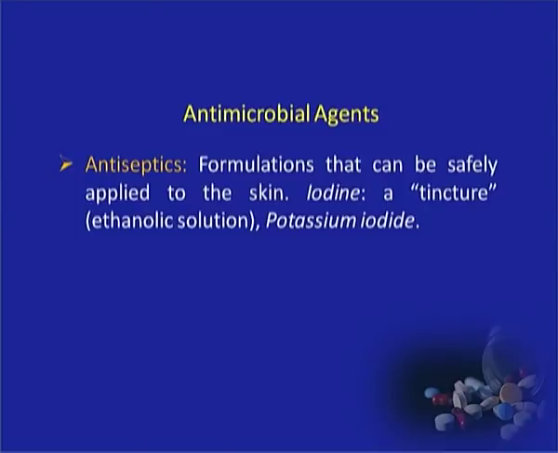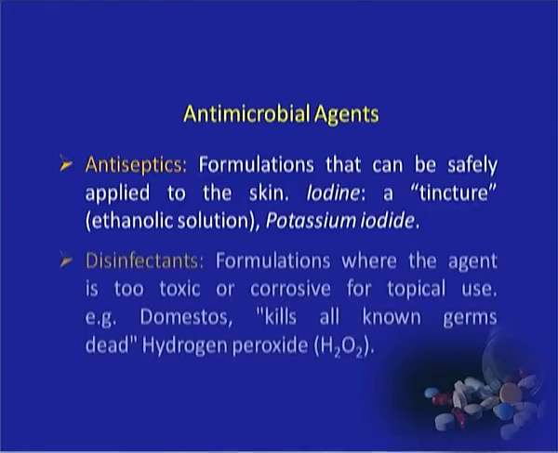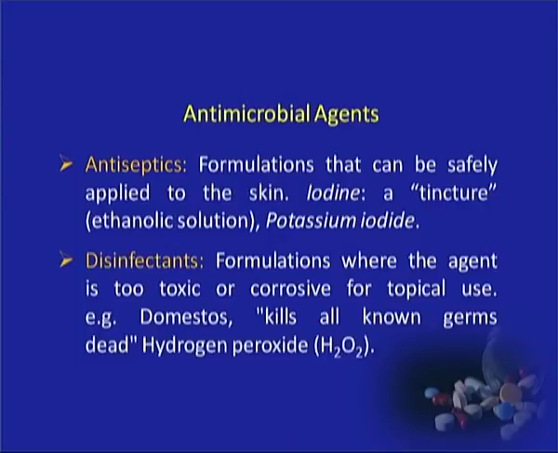Let us discuss some antimicrobial agents, like antiseptics. Antiseptics are formulations that can be safely applied to the skin, like iodine tincture, which is an ethanolic solution, and potassium iodide. Then there are disinfectants. A disinfectant is a formulation where the agent is too toxic or corrosive for topical use, like Domestos, which kills all known germs dead. We use hydrogen peroxide for this.